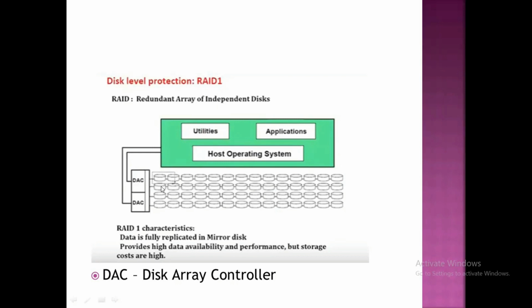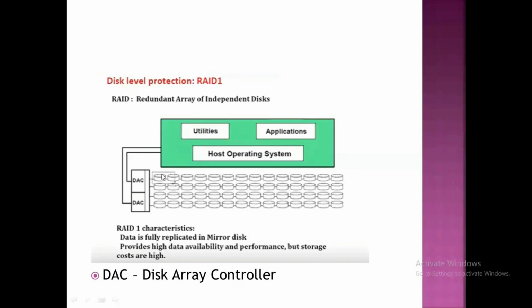You remember, if you are going for mirroring, for 1 terabyte of data you need to have 2 terabyte of disk. Data is fully replicated on the mirror disk. Whatever data is available here, it will be mirrored out. We are not going to do any replication or take a backup. The DAC will automatically take whatever data it's storing here and parallelly store it here also. If you delete a record here, it will automatically delete here also.